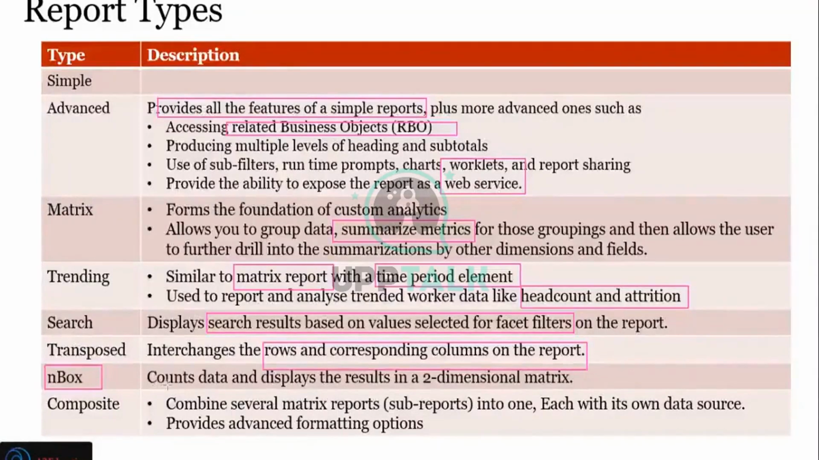Finally, we have composite reports. Now composite reports are created when you want to design advanced layout. As the name suggests, a composite report is a combination report wherein you can use one or multiple sub-reports. Basically, what you do is you first create a matrix report and then you join your data. You use multiple matrix reports and club them using composite reports. Right. And then you can, for example, do advanced formatting. You can get data from multiple time periods and you have quite a few advanced options.